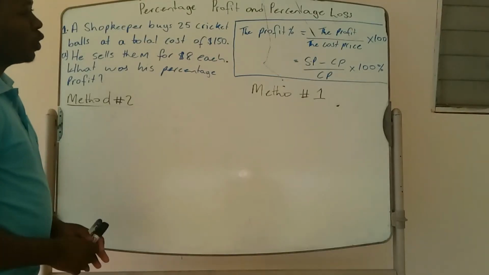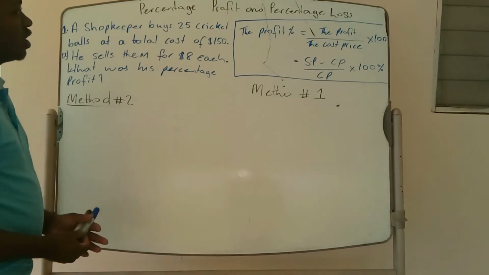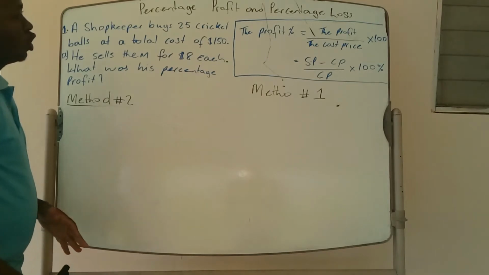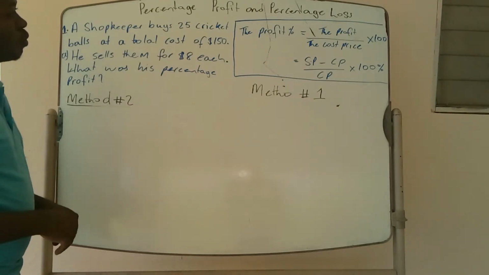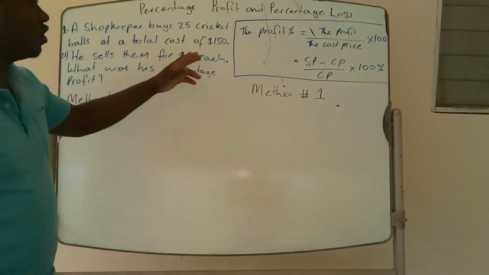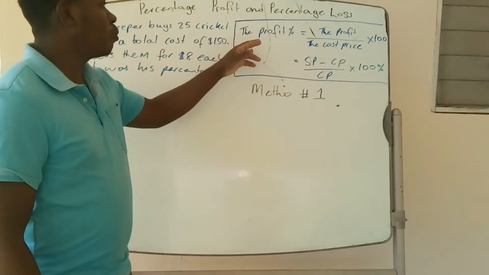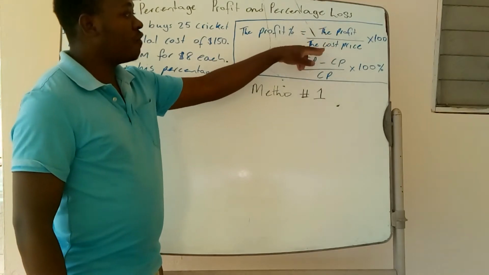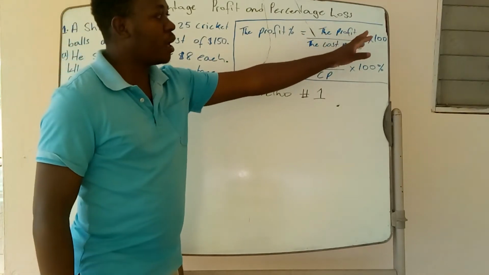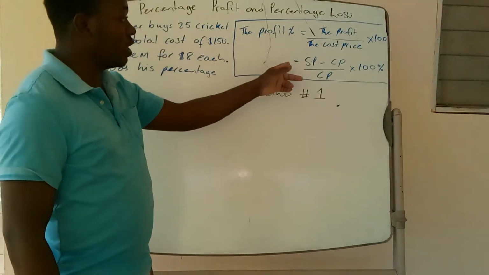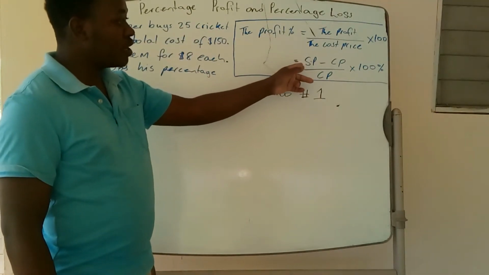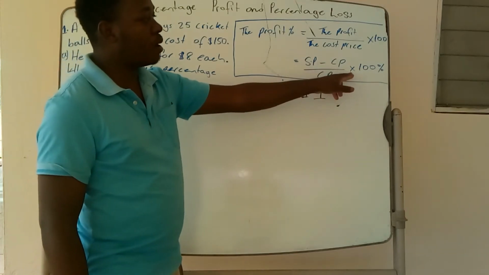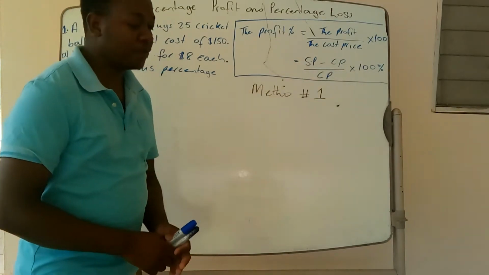In this video, what we're going to focus on is percentage profit and percentage loss. Now, we're going to focus on percentage profit first. There are some things that you need to remember: the profit percent is equal to the profit divided by the cost price multiplied by 100%, which is the same thing as the selling price minus the cost price over the cost price multiplied by 100%.